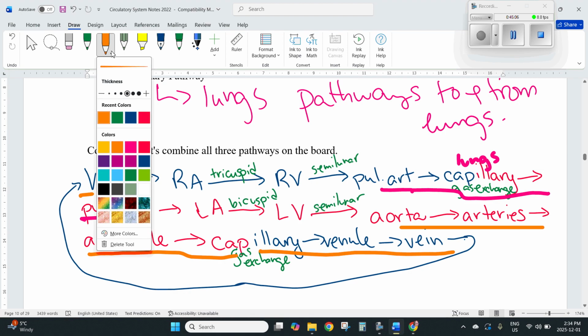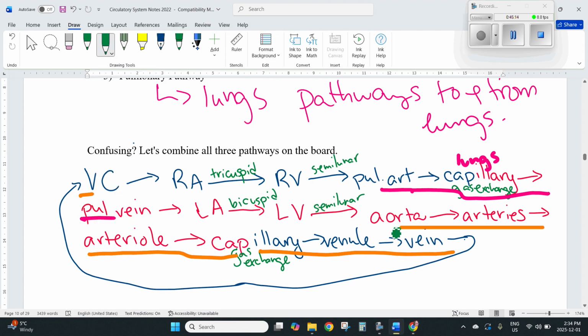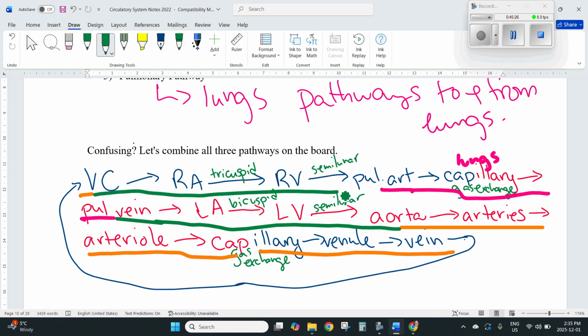Okay, so now we're going to green to represent our coronary pathway. So everything that we haven't underlined is coronary. So we go from aorta, left ventricle, left atrium, and part of that pulmonary vein because it's attached in the heart. That's going to be their coronary circuit. Your vena cava going all the way to your pulmonary artery is also your coronary pathway or coronary circuit.